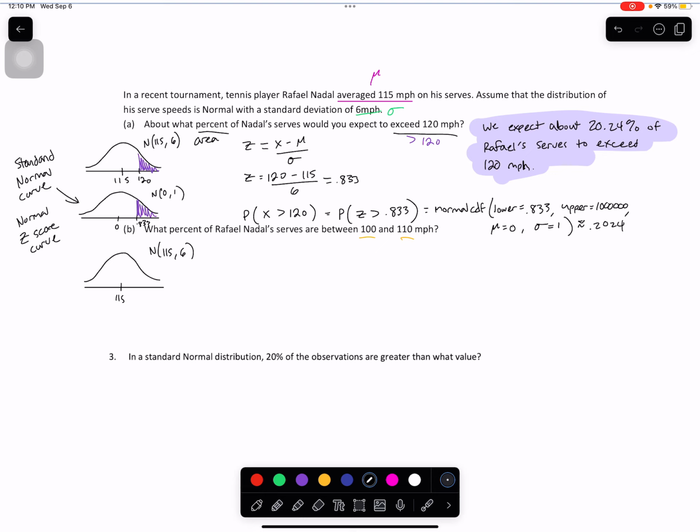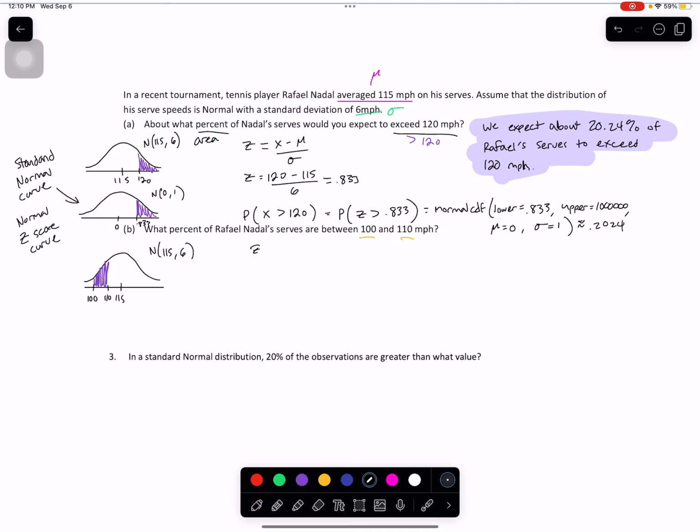Now just make sure that your numbers are relative to the mean. So 110 and 100 are both lower than 115. So I'm going to put them over here, assuming I can correctly label in order. So I'm looking for this area here, and I would shade it. Okay, so that means I need to find two z-scores.